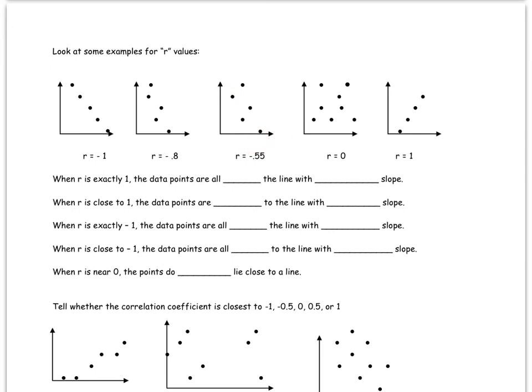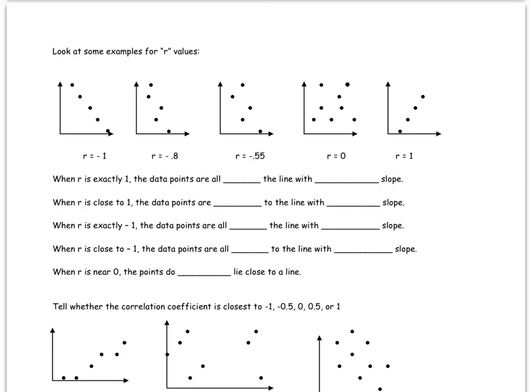For this picture right here, R equals 0. If you notice, there's really no one line that is any better than all the others. For this one, R equals 1. I could draw a line going right up through pretty much all those points.